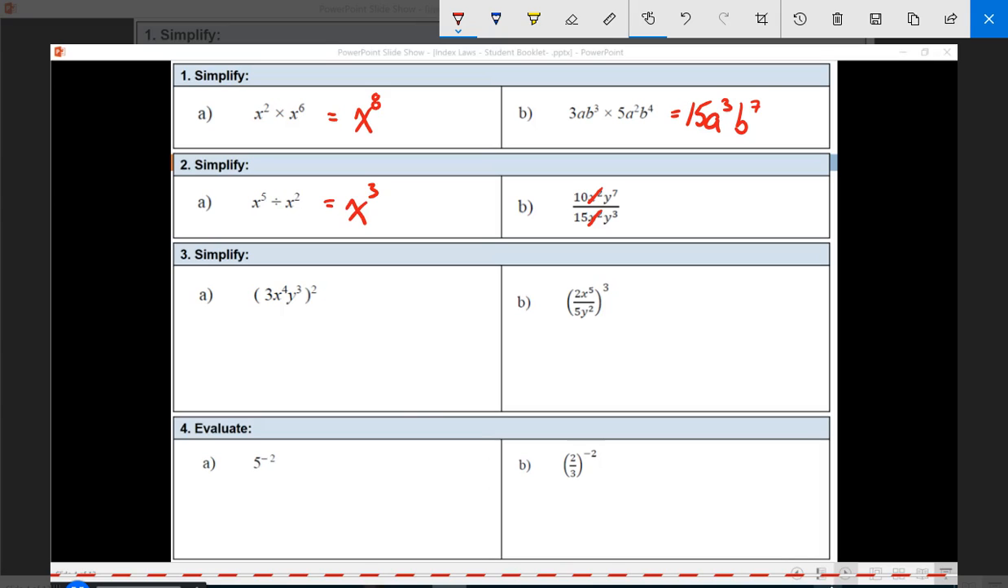Okay. Can I cancel anything from the 10 and 15? Yeah, 5 goes into both of them. 5 goes into 10 twice. 5 goes into 15 3 times. Now guys, how I show this next one is, we have y to the 7 and y cubed. Obviously the 7 is bigger than the 3, so I'm going to subtract the smaller number from the bigger number. So the y cubed cancels and makes that y to the 4. So what we're left with is 2y to the 4 over 3.